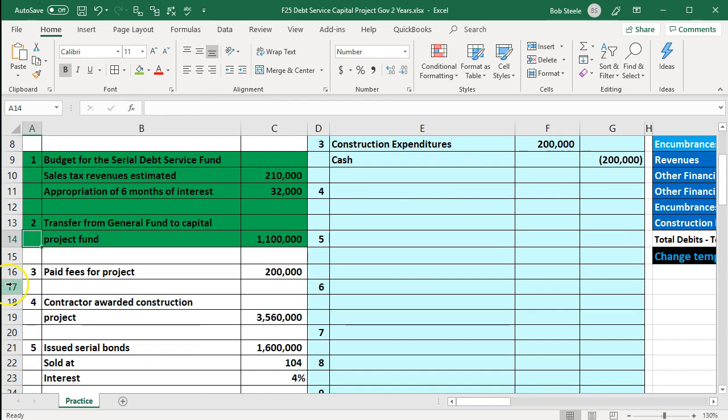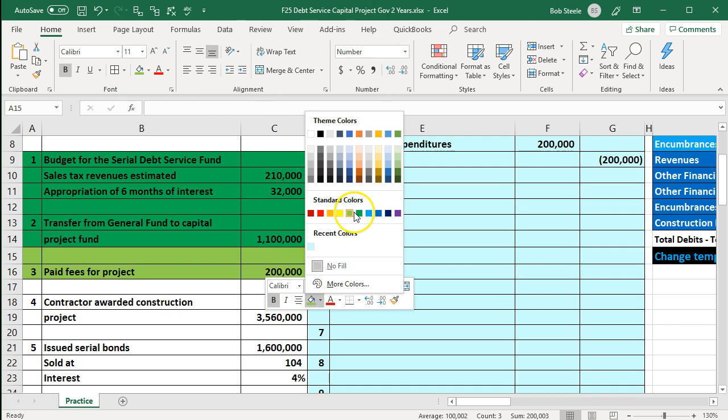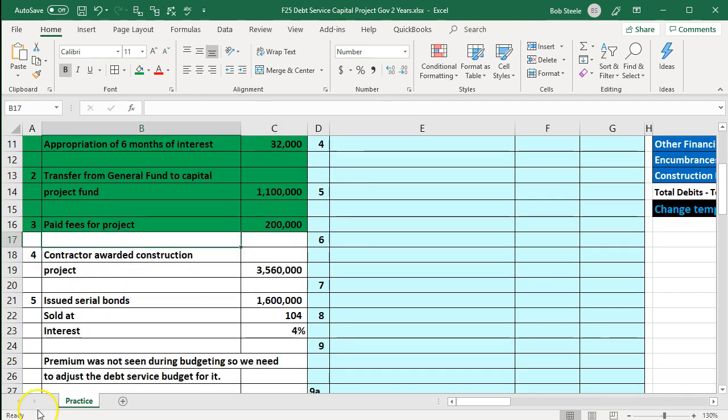Let's go ahead and highlight that. We've completed that one, so we'll highlight that as is our custom of doing. And then we're going to go to the next one, number 4. Number 4 says that a contract awarded for the construction project. So we awarded a contract.